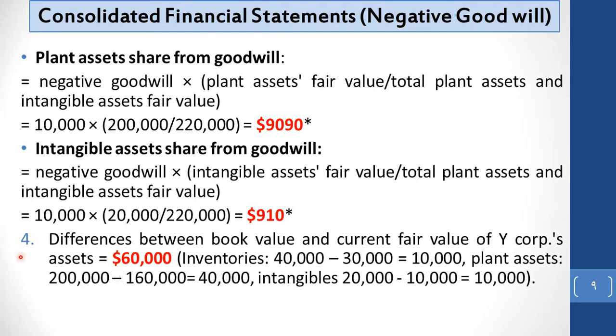Step number 4 is the same as the previous example, which is to get the difference between the book value and the current fair value of Y assets. There is a difference in inventory by 10,000, a difference in plant assets by 40,000, a difference in intangibles by 10,000. The total is $60,000. Now you are ready to prepare the elimination entries.